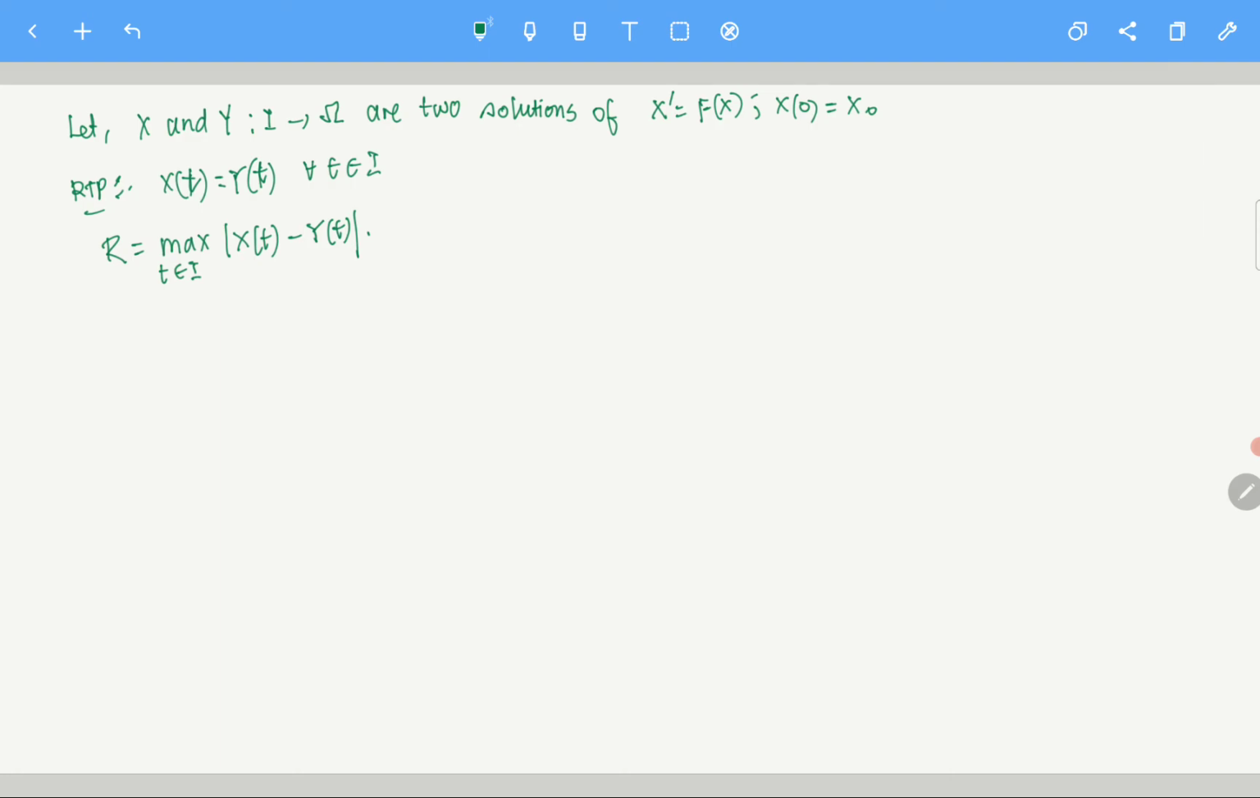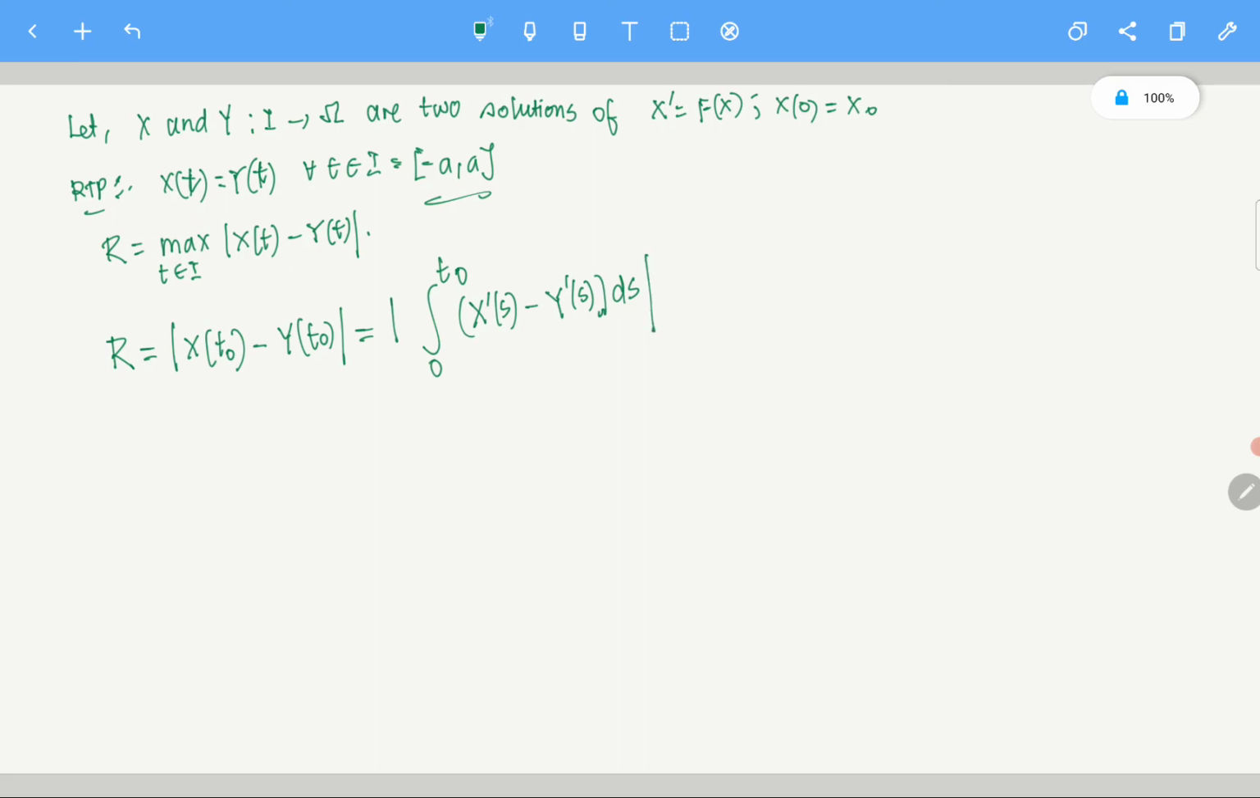Why? Because I is a closed bounded interval, [-a, a]. So the maximum is attained, and let's say it's attained at some point t naught. In that case R equals |x(t naught) - y(t naught)|, which is the absolute value of the integral from 0 to t naught of x prime of s minus y prime of s.